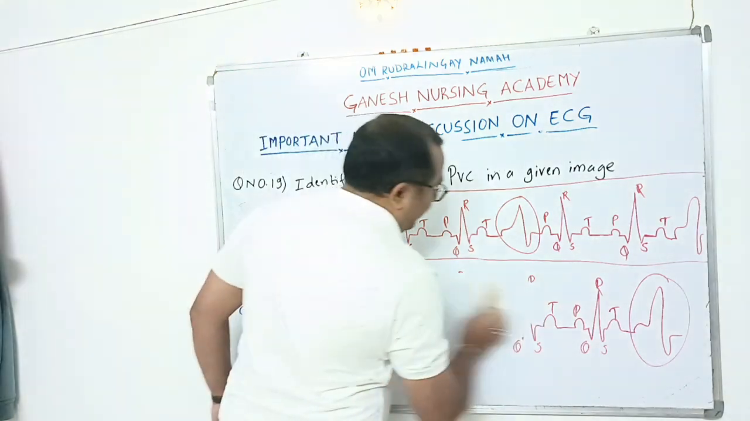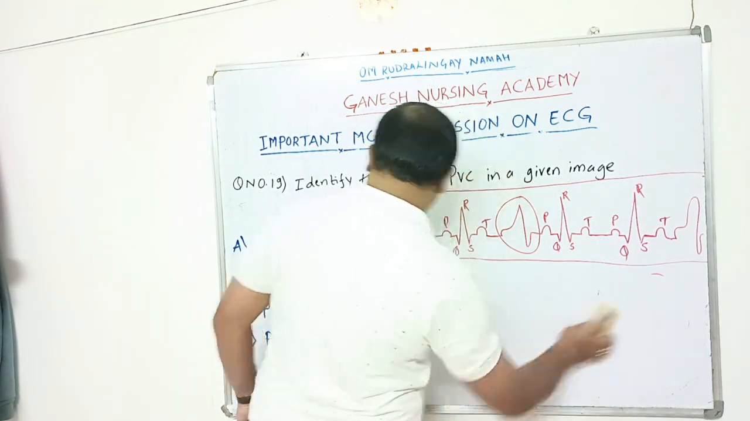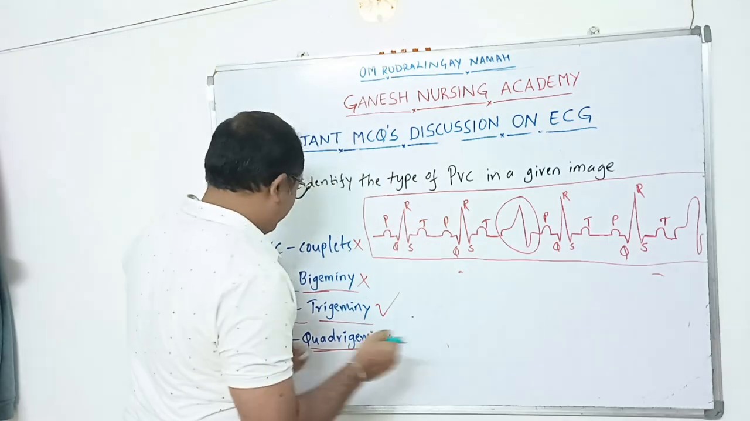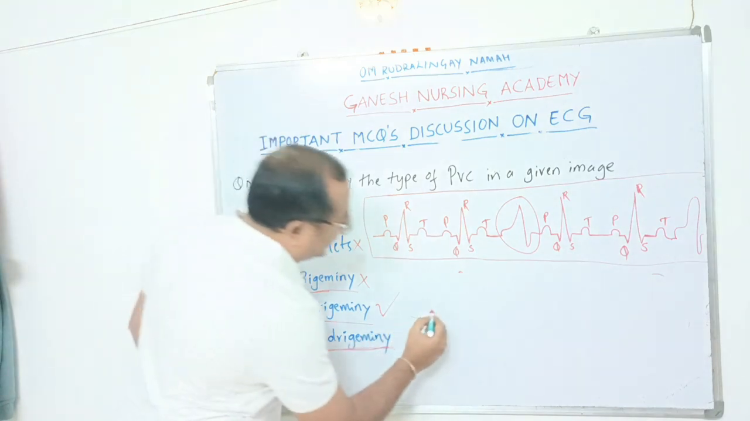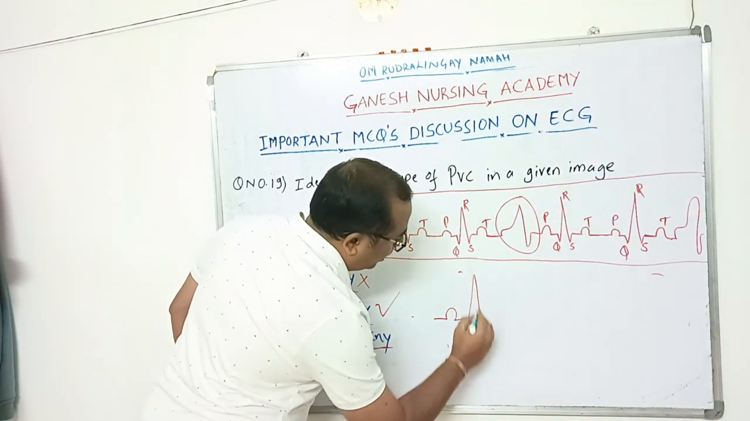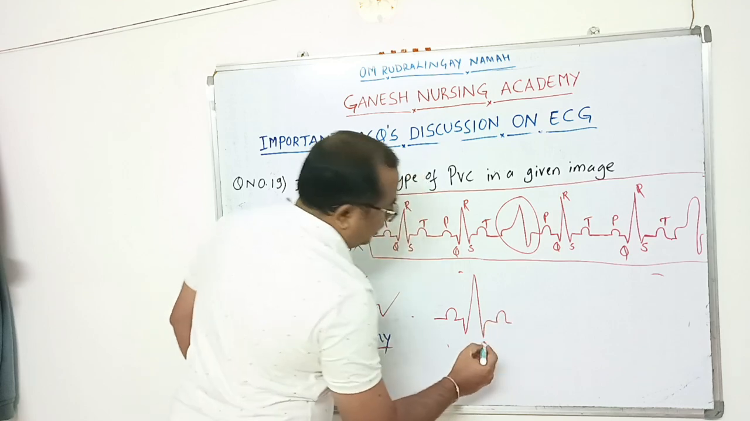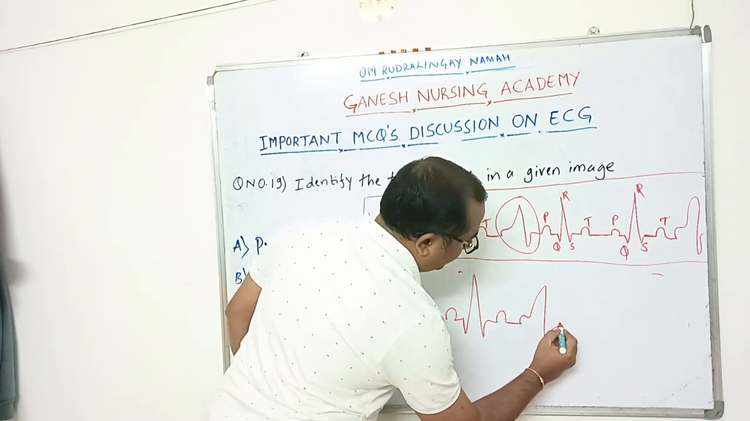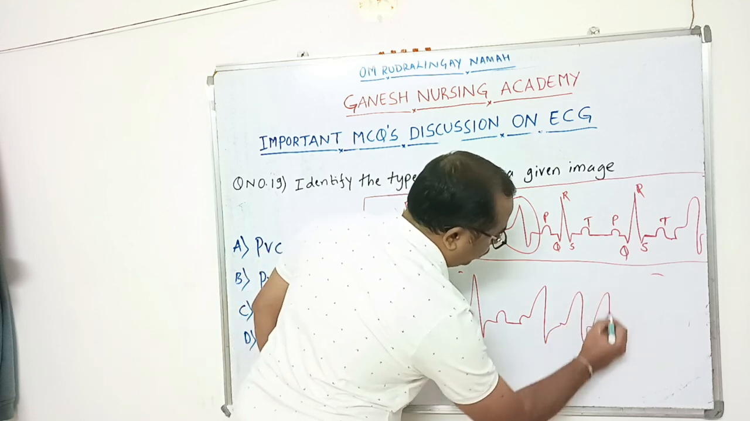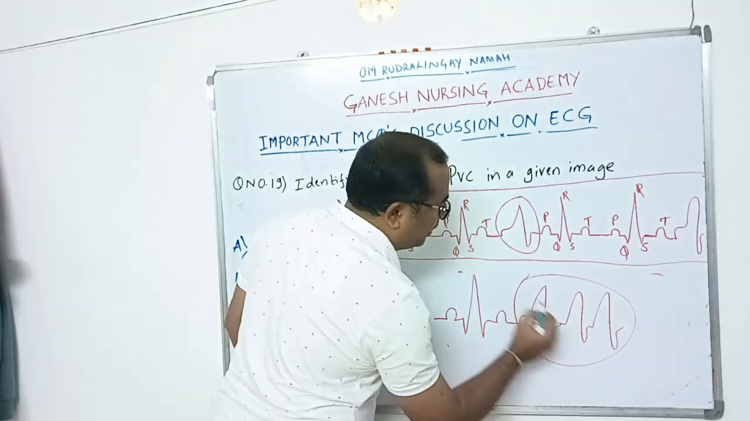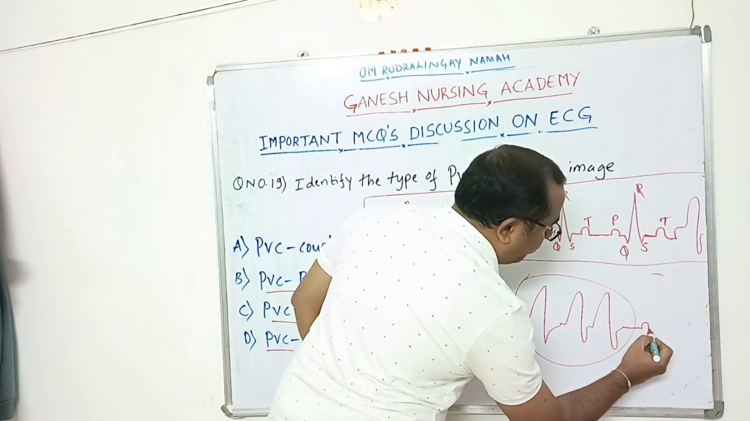Apart from this, there will be triplets also. Okay, triplets, quadruplets. Triplets means what happens here? There will be P wave, Q, R, S, T. Okay. So here there will be an ectopic beat, and ectopic beat, and ectopic beat. Okay. So three consecutive ectopic beats are present in between the normal beat.